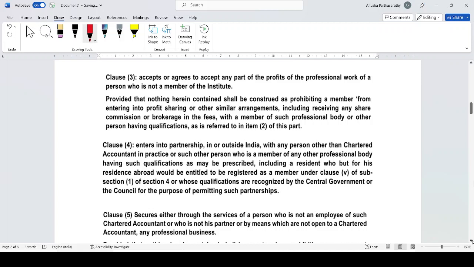As per clause 4 of part 1 of the First Schedule, Chartered Accountants Act 1949, a chartered accountant in practice is deemed to be guilty of professional misconduct if he enters into partnership in or outside India with any person other than a chartered accountant in practice or such other person who is a member of any other professional body having such qualification as may be prescribed, including a resident who, but for his residence abroad, would be entitled to be registered as a member under clause 5 of subsection 1 of section 4, or whose qualifications are recognized by the Central Government or the Council for the purpose of permitting such partnership.